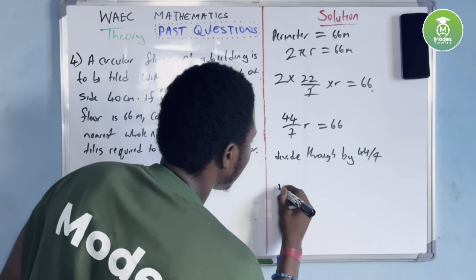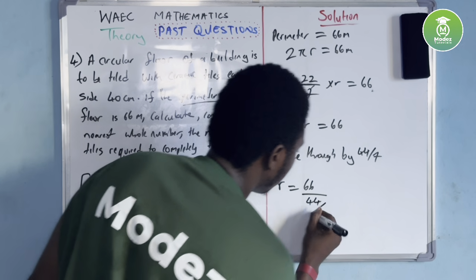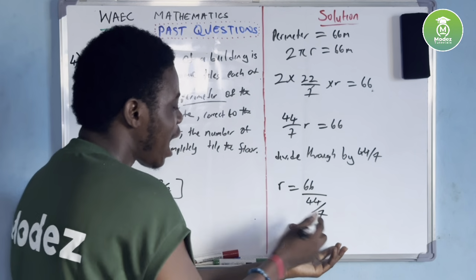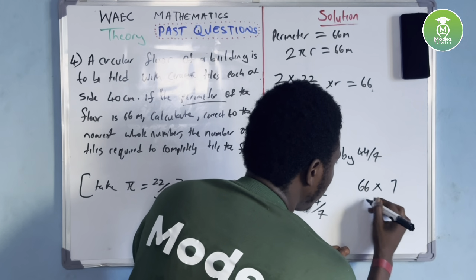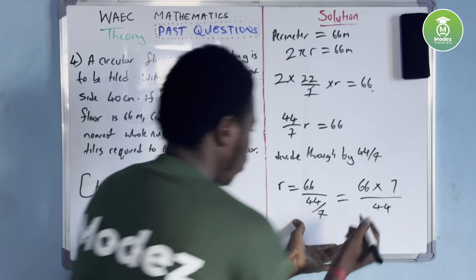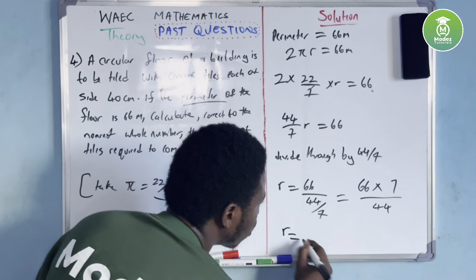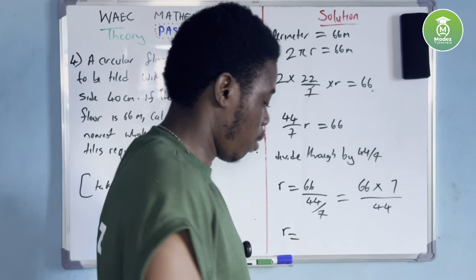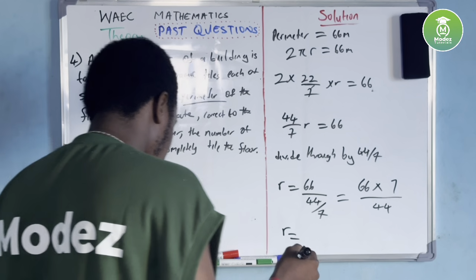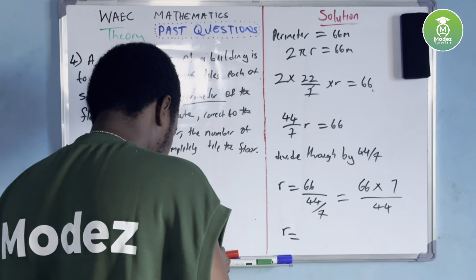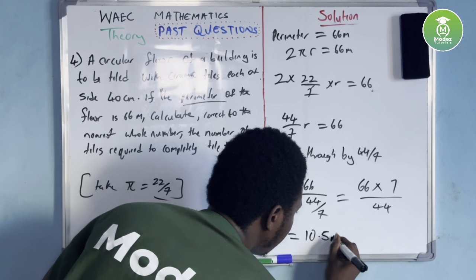Now when you do that, you get r is equal to what? 66 over 44 over 7. And don't forget, when you have something like this, it is the same thing as 66 times 7 over 44. Do you get it? It becomes inverse. So r will now give you what? Let me punch my calculator. I'm coming. When you do it directly, r will give you 10.5 meter.